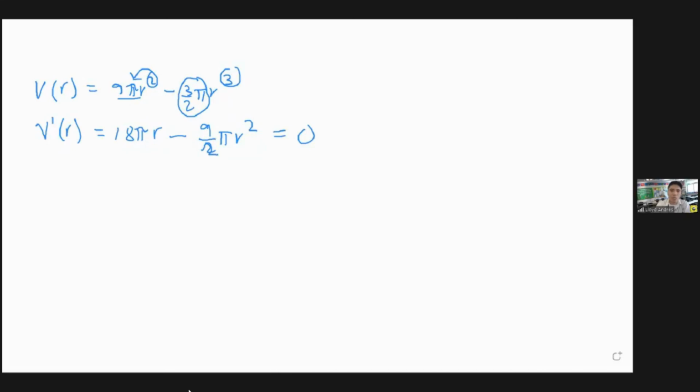So, multiplying this by 2, it becomes 36 pi r minus 18 pi r squared equals 0. Multiply by 2: the 9 times 2 is 18, and divided by 2, just 9. Then, we can divide everything by 9 to simplify further. So we have 4 pi r minus pi r squared equals 0.